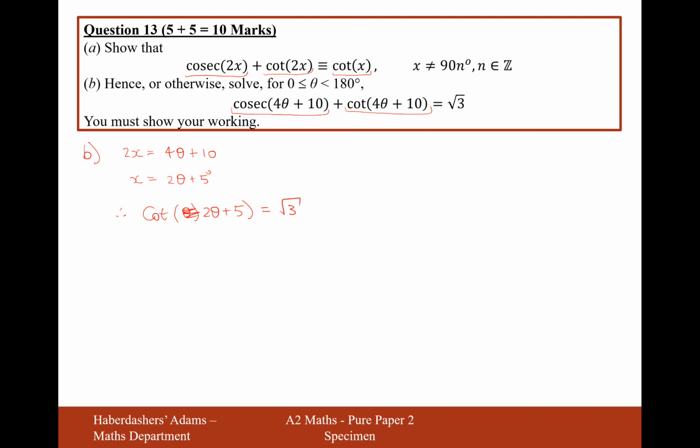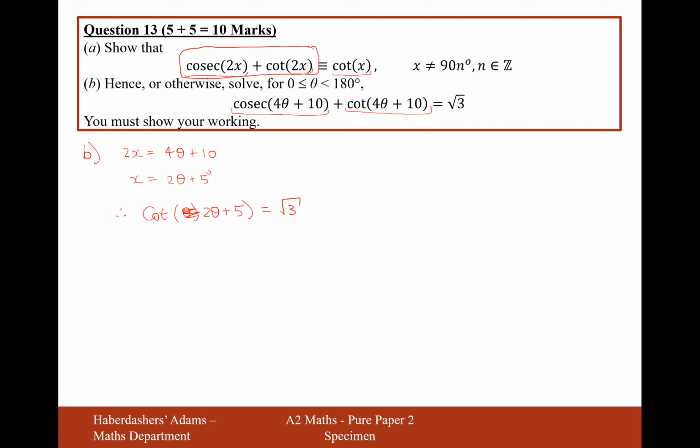Okay, so how have I got that? Well, I've noticed that inside my cosec and cot, I have 2x, and that should match up with 4 theta plus 10, so therefore x must match up with 2 theta plus 5, and I've just proved that when I combine cosec and cot together like this, I can actually simplify it just down to cot of a single x equals root 3, so therefore it's just cot of a single x, which is 2 theta plus 5, equals root 3.